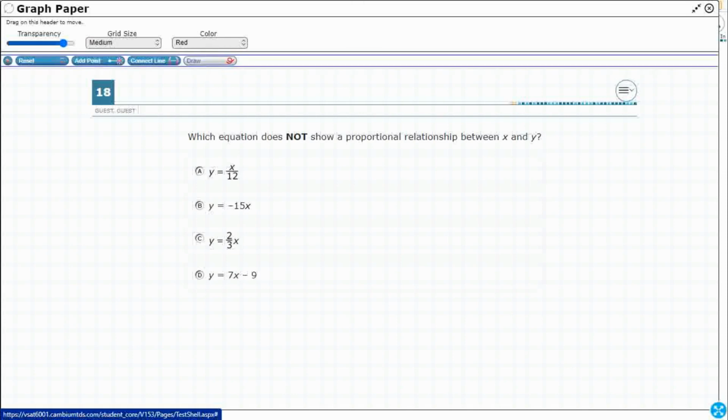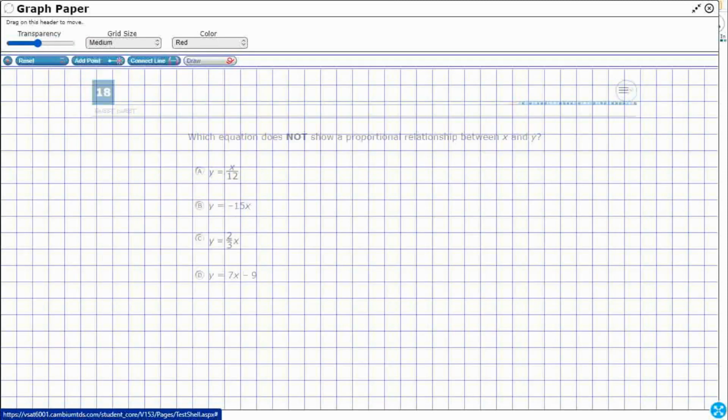So let's say you don't really know what it means to have proportional and non-proportional, right? So this is what we're going to do. We're going to decrease the transparency here. Let's just make some simple graphs. And so we'll start with A.